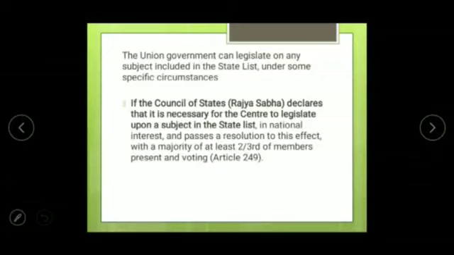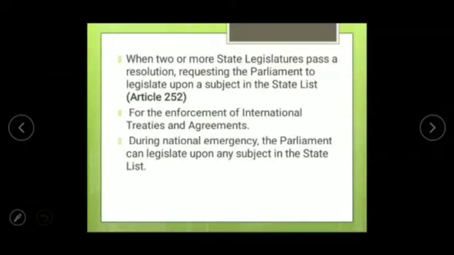So second is when two or more state legislatures pass a resolution requesting Parliament to legislate upon a subject given in the state list. This is given under Article 252. Then the law passed by the union Parliament shall be applicable only to the states which demanded such legislation. Any other state may later adopt it by passing a resolution to that effect.